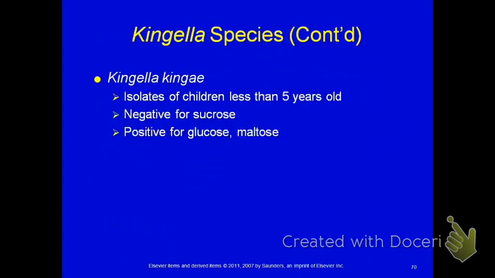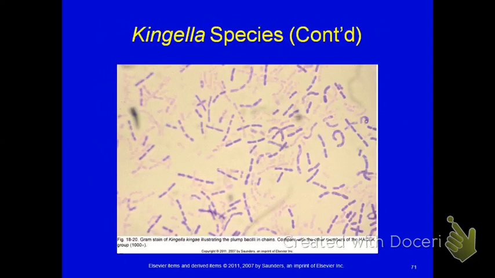So, Kingella kingae is isolated in children, particularly those below 5 years. They cannot ferment sucrose, but could ferment glucose and maltose. So, here is an example of Kingella with square ends. I hope you could see here the species of Kingella with square ends.